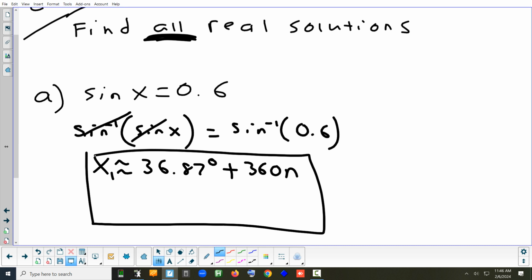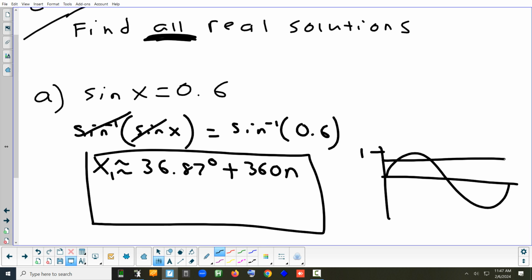But we're not done. Think about what sine looks like. That's the graph of sine. And we're asking where it equals 0.6. Well, the highest it goes is 1, so it's a little more than halfway up. How many answers do you get per cycle? 2. This 36.87, that's that one. You still need that one.